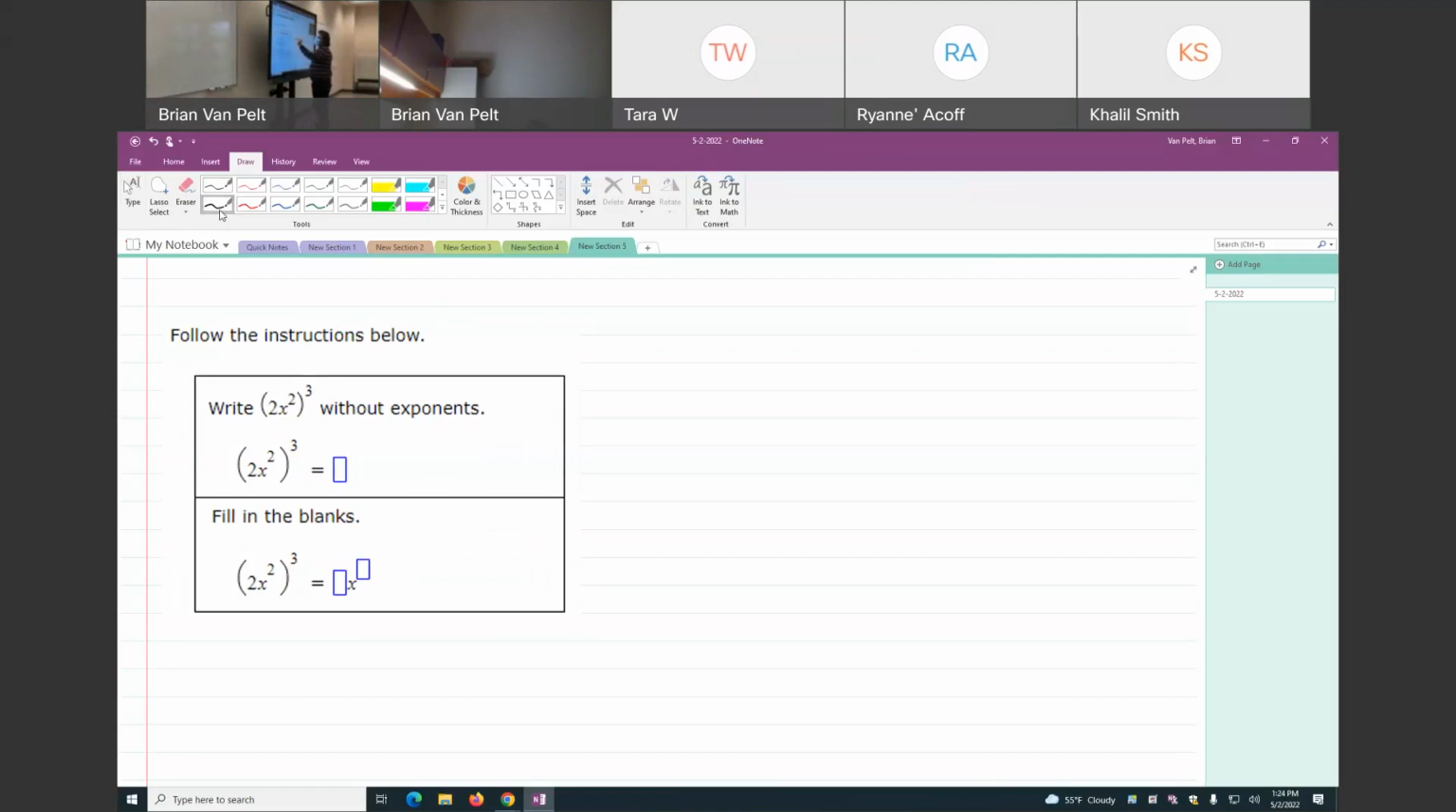We have one rule that says we have 2x squared... third is 2 to the third, x squared. That's one of the product rules. What's 2 raised to the third power?